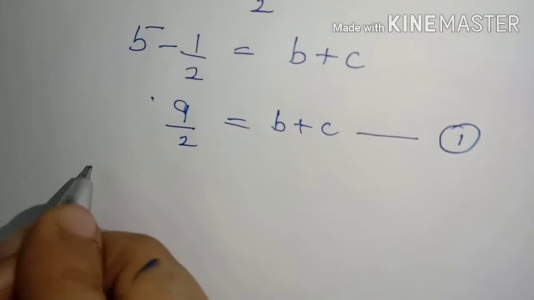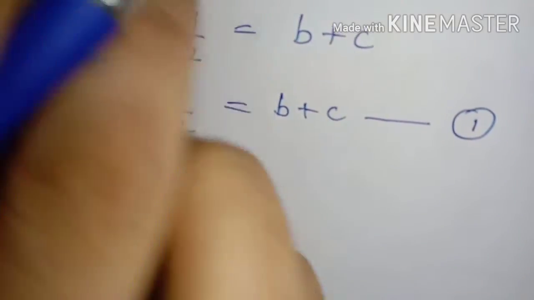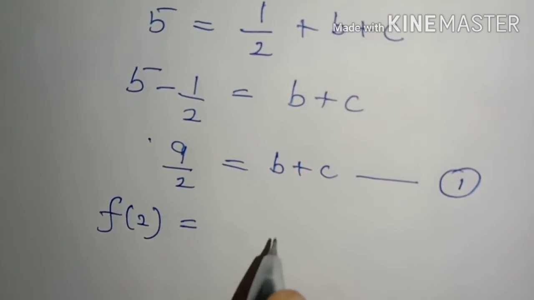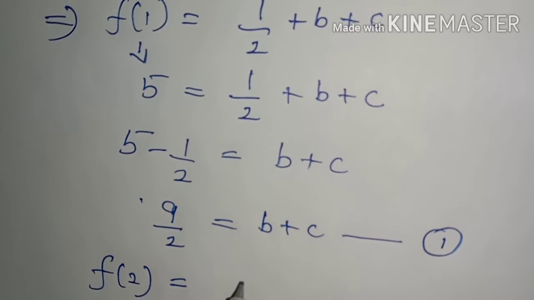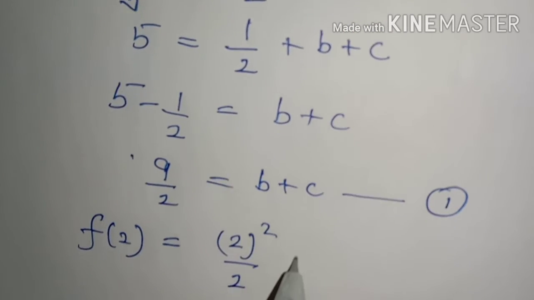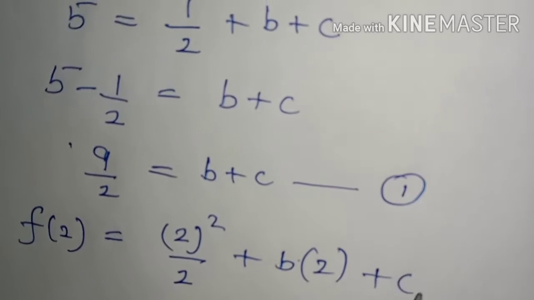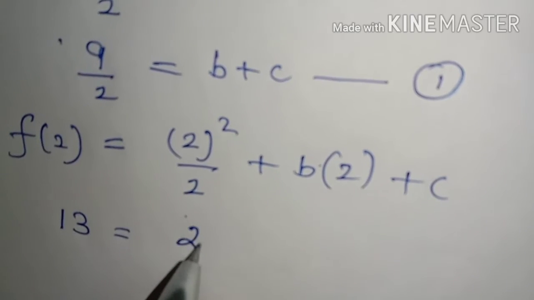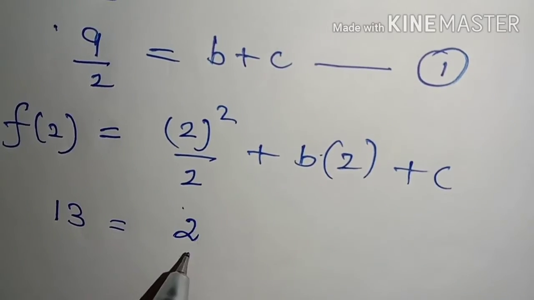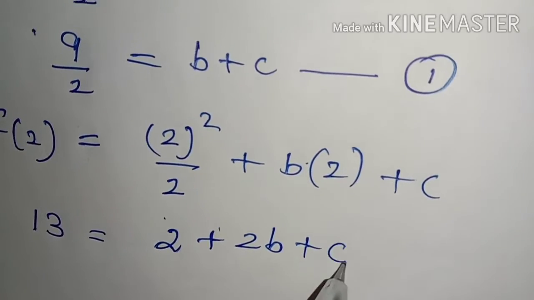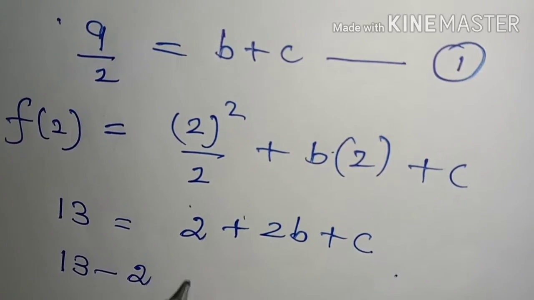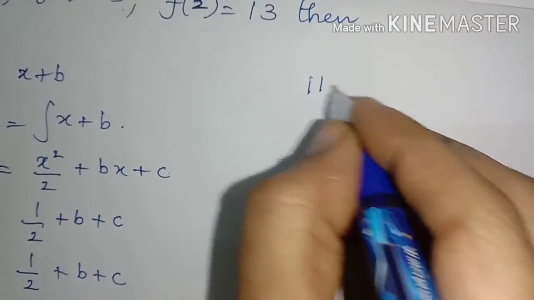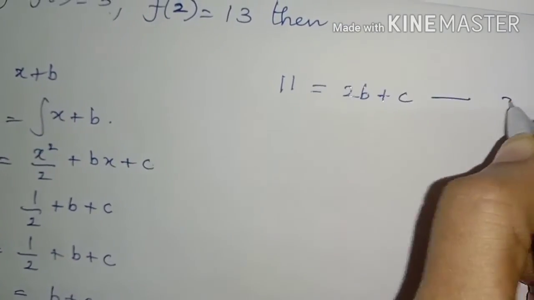Next I am going to take f of 2. Here I have taken x equal to 1, and now I am going to take x equal to 2. In the same f of x equation, substitute 2 the whole square by 2 plus b into 2 plus c. What is f of 2? It is given as 13. That is equal to 4 by 2, which is 2, plus 2b plus c. So 13 minus 2, that is equal to 2b plus c. So it will become 11 equal to 2b plus c. This is your second equation.